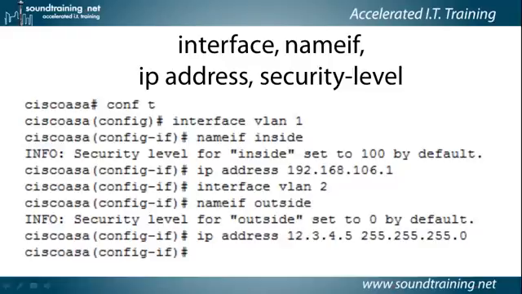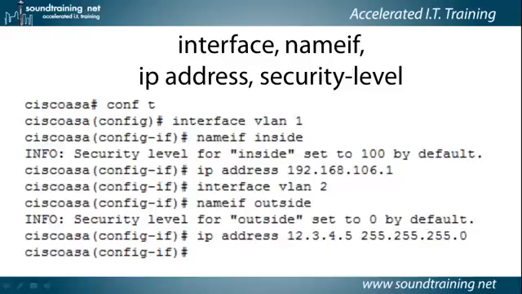We're going to use the name if command to give it the name inside. As soon as we do that, the appliance automatically associates the security level 100 with the interface. It does that by default. You can change it if you want to, but typically you wouldn't. Then we give it the IP address of 192.168.106.1.